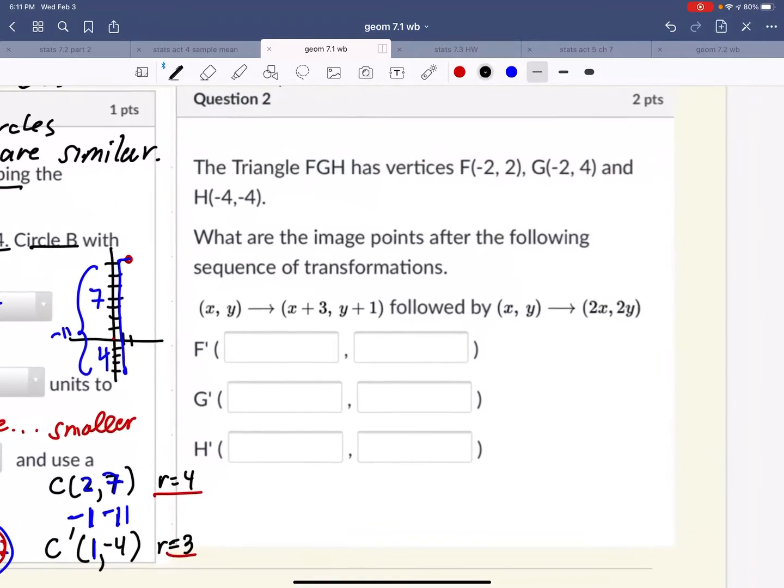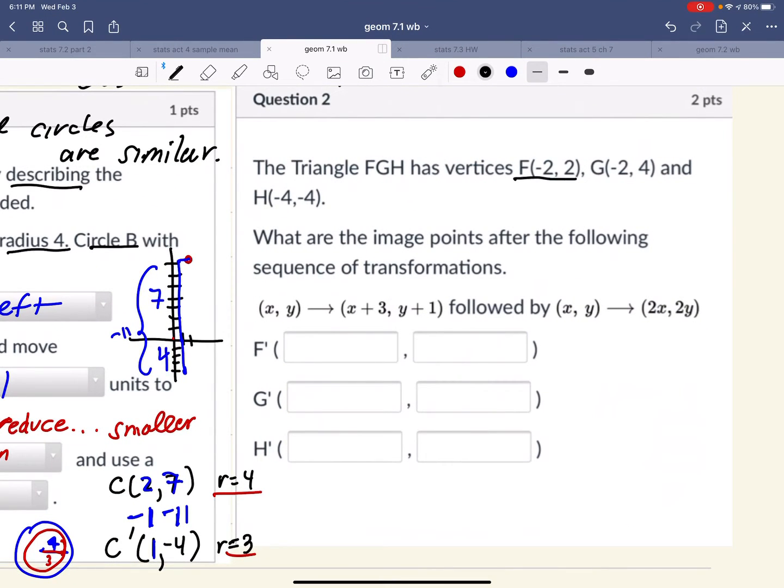Question number 2. The triangle has the vertices F, G, and H. What is the image after the sequence? So on the x, I'm going to add 3. All these x values, I'm going to add 3. So we get the new coordinates 1, 3, and -1. Then we add 1 to the y values: 2 + 1, 4 + 1, -4 + 1 would be -3. Now it's followed by a dilation of a scale factor of 2, so we multiply by 2 on both the x and the y.